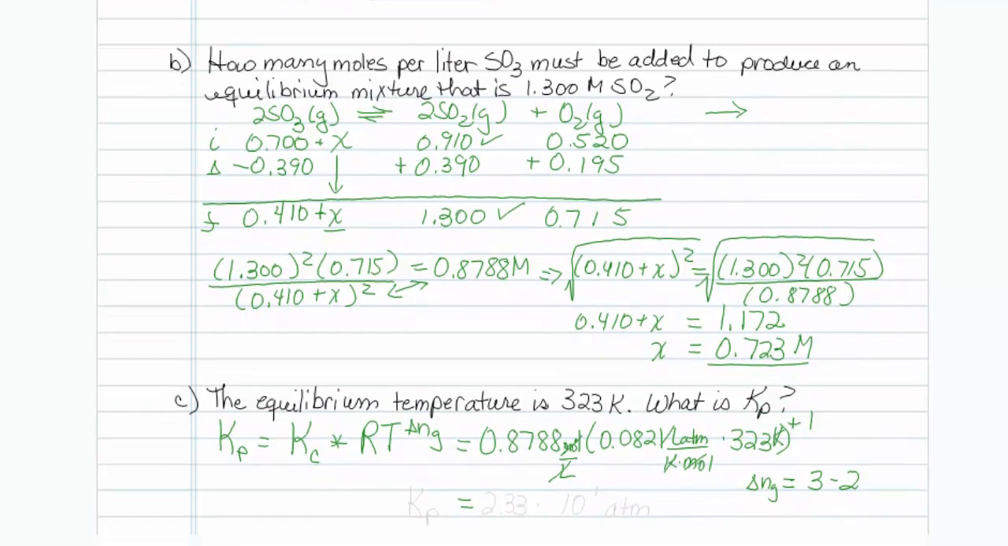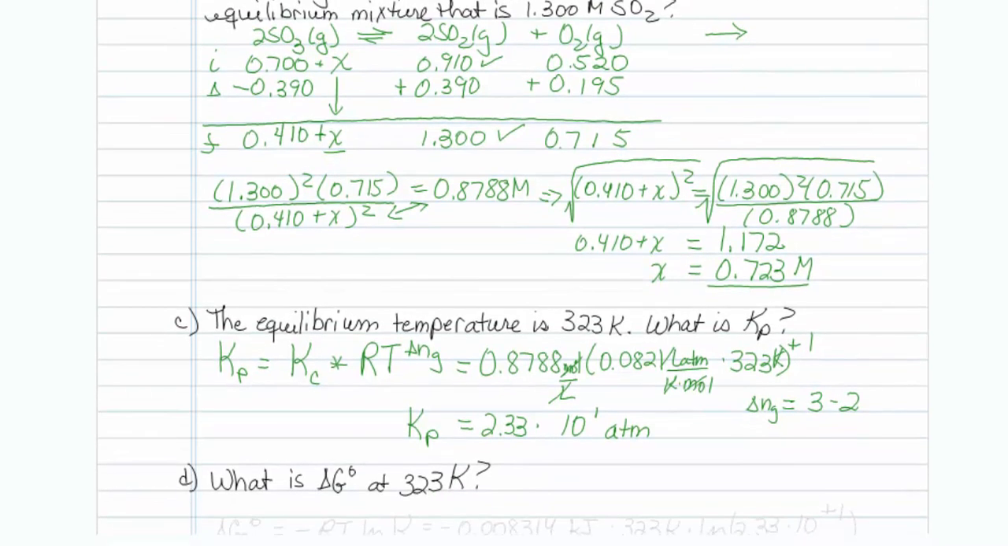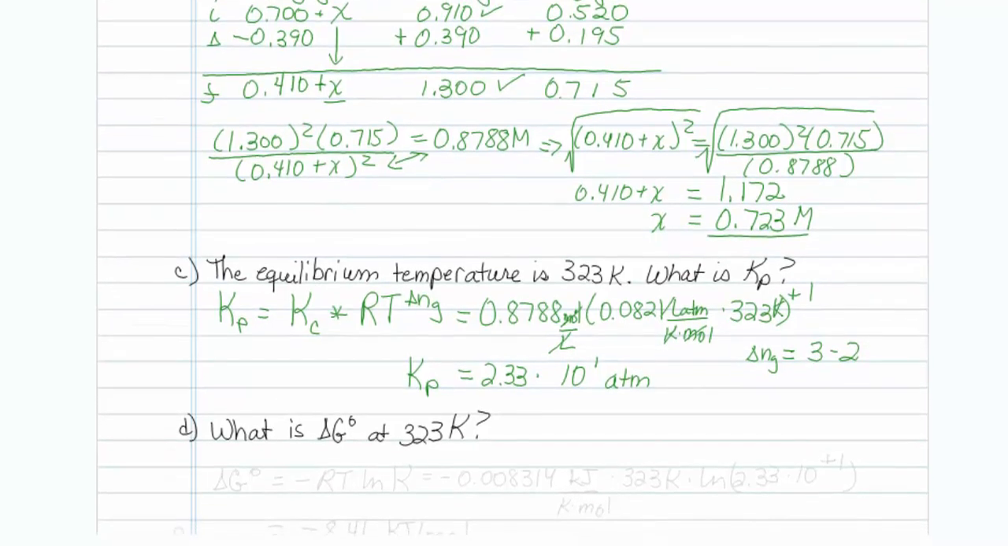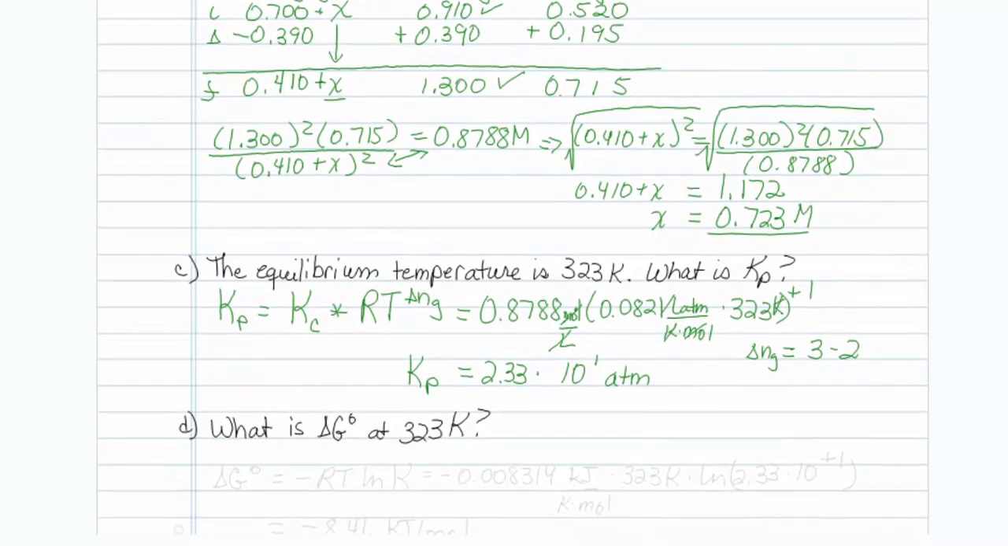And putting it into my calculator, my Kp winds up to be 2.33 times 10 to the first power units of atmospheres. All right, the last question asks for the free energy change at standard state given a temperature of 323 Kelvin. Very well, we will write down the formula, and that is delta G standard state is equal to minus RT natural log of K. Now, R, you know very well, is 0.008314 kilojoules per Kelvin mole. We know the temperature, that is 323 Kelvin, natural log of K.